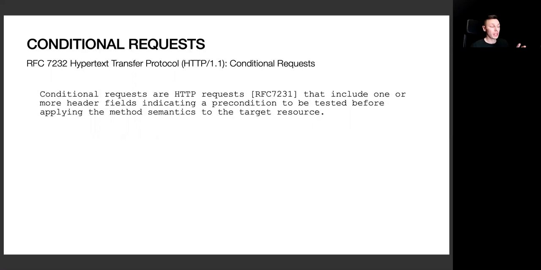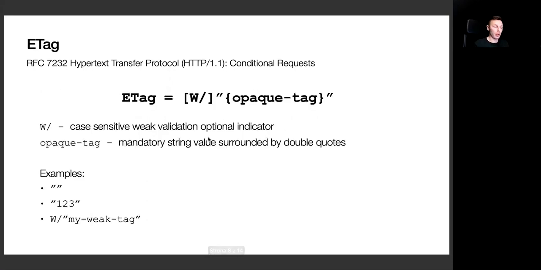RFC 7232 distinguishes conditional read and write requests. The former ones are often used for effective caching mechanisms, so we will focus on the latter ones. We are not talking about caching. We are talking about unsafe operations. And the very basic component of conditional requests is the ETag, the entity tag header.